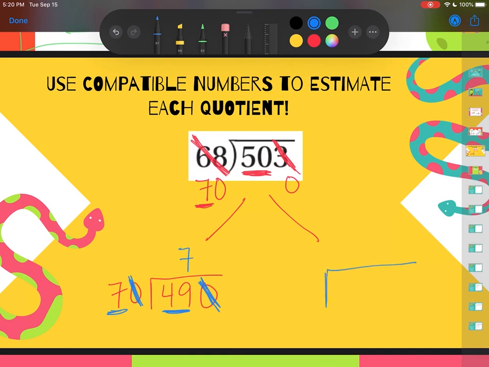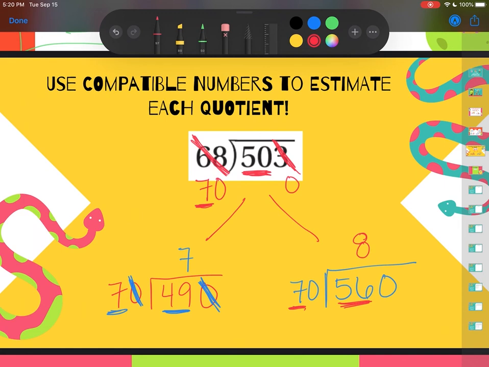Now let's think about my next compatible number. So 49 was my low end. The next compatible number for 70 would be 56, because 7 times 8 is 56. But that 3 had turned into a 0 right when I rounded, so I got to add that 0 to the end of my number. And I end up with 560 divided by 70. So I'm going to pay attention to 56 divided by 7. 56 divided by 7 is 8.